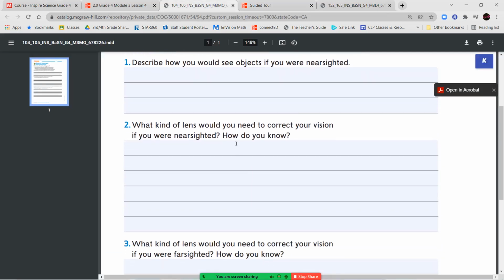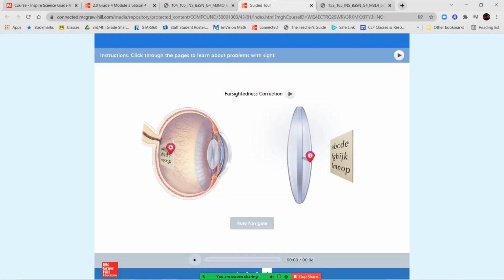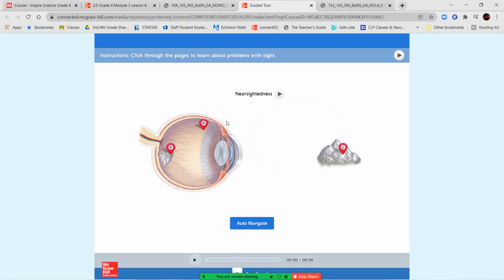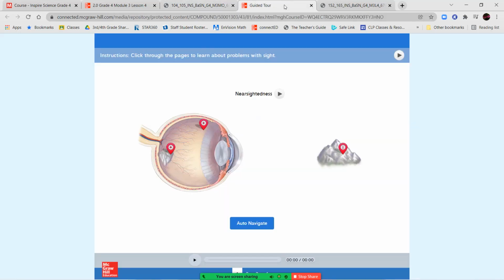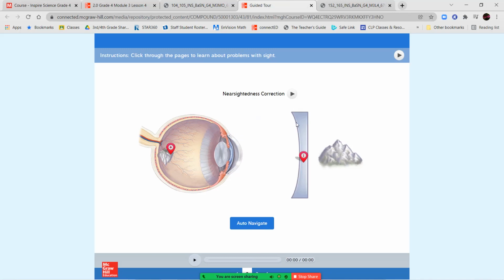So how would you see objects if you were nearsighted? You can go back to the beginning of this activity and we can see that nearsightedness means we can see objects that are near very, very clearly. So if it's close by, we can see it clearly, but if it's farther away, it appears blurry to us. What kind of lens would you need to correct your vision if you're nearsighted, and how do you know? So you can take a look over here. We have a concave lens, and you can go back to the reading for more details on why concave lenses are needed for nearsightedness.